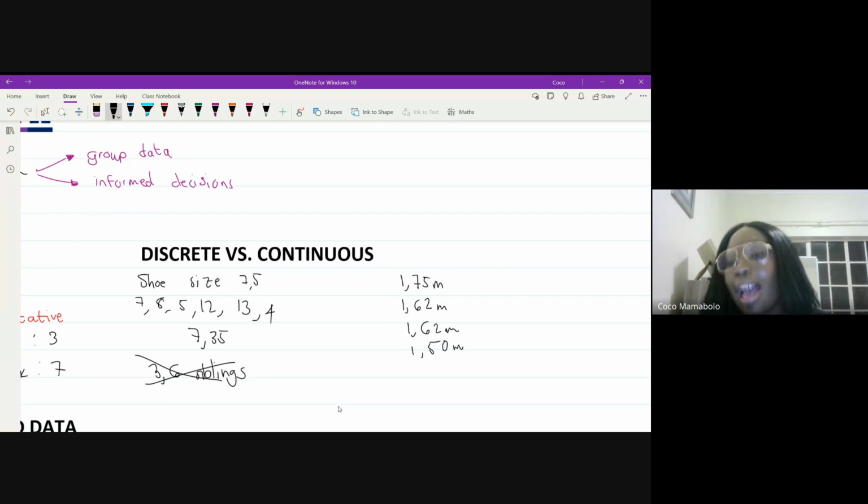2 meters. I have a couple of kids in my class who are 2 meters tall. Okay, yes, so we can say 2,0 meters. Do we see how everybody's height is very different, right? And it's not easily packaged.